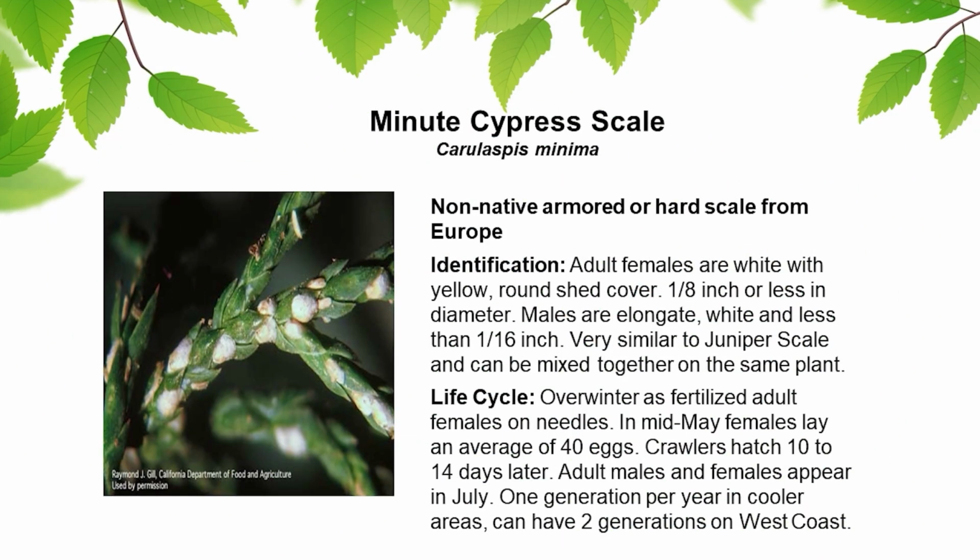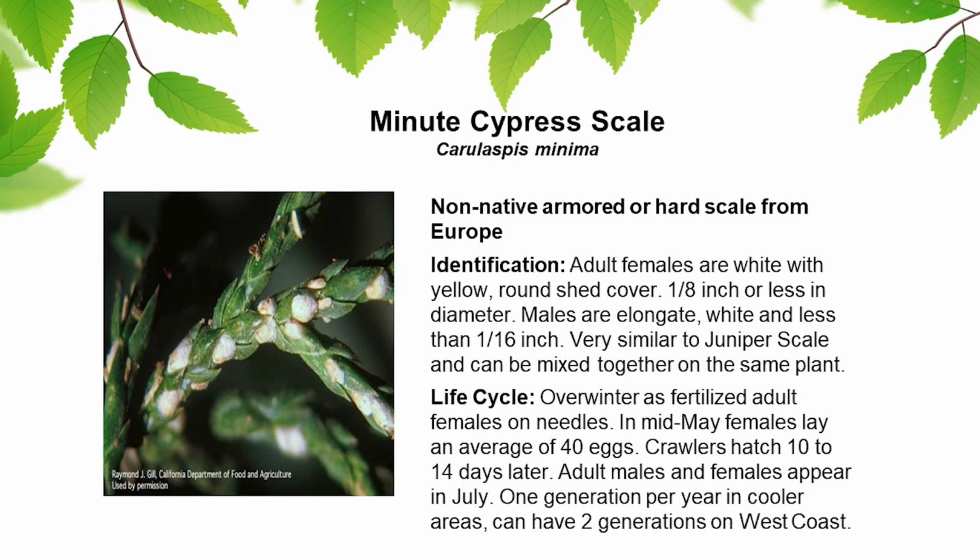Minute cypress scale. Minute cypress scale is a non-native, armored, or hard scale originally from Europe. Minute cypress scale adult females are white with a yellow, round shed cover. They are 1/8 of an inch or less in length. The males are elongate, white, and less than 1/16 of an inch long. They are very similar to juniper scale and can be found together on the same plant. Because they are so small, the minute cypress scale can easily be overlooked.